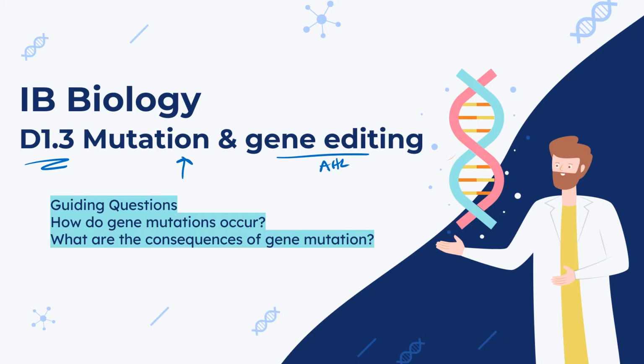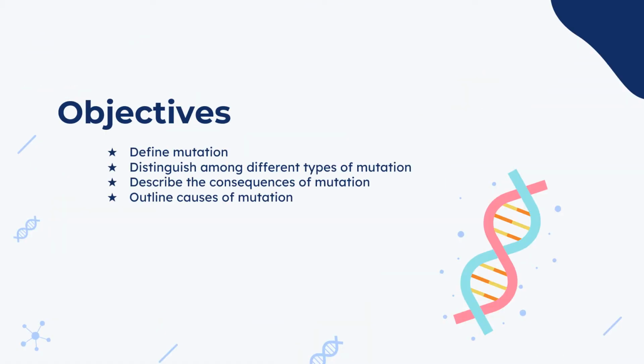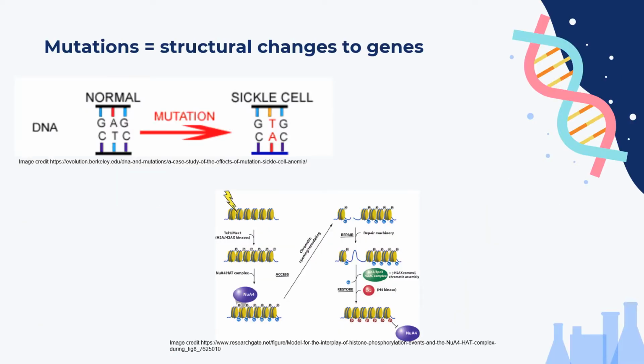Our guiding questions for today: how do gene mutations occur, and what are the consequences of gene mutation? Our objectives: we're going to define what even is a mutation. We're going to talk about the different types of mutation, describe the consequences of mutation, and then outline some of the causes of mutation.